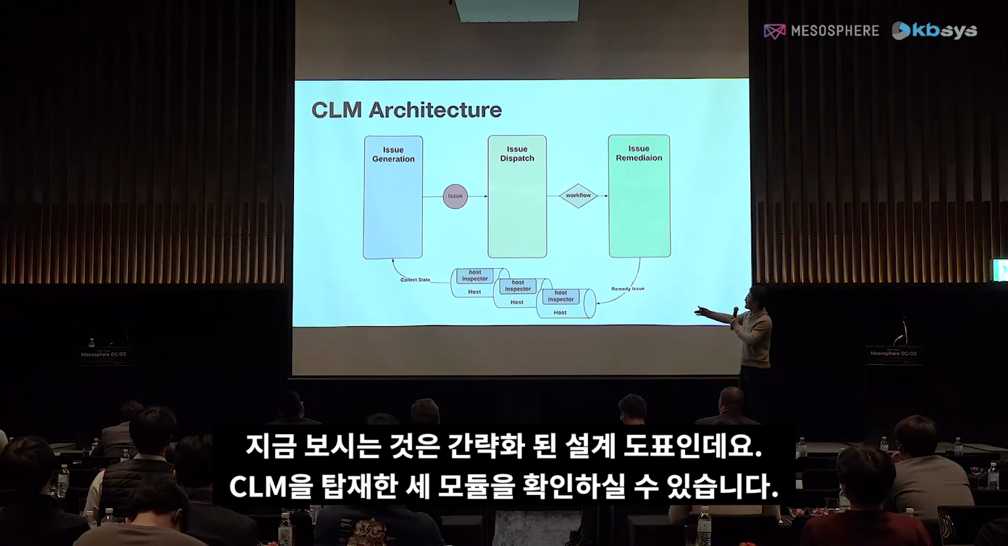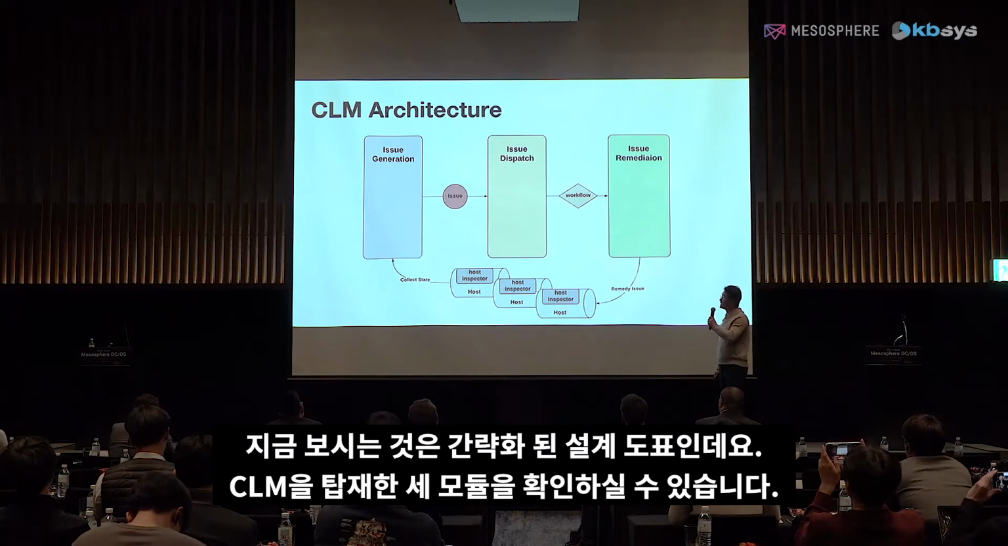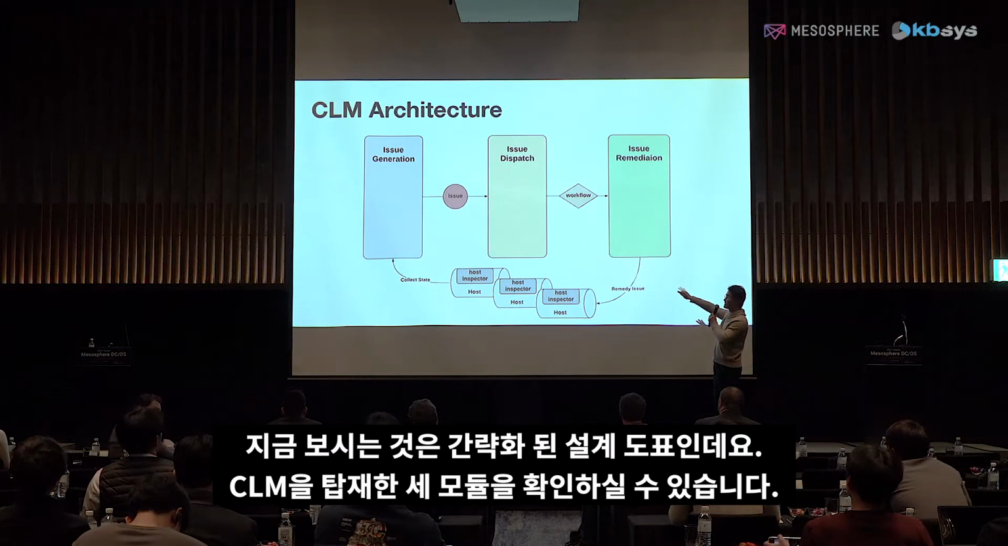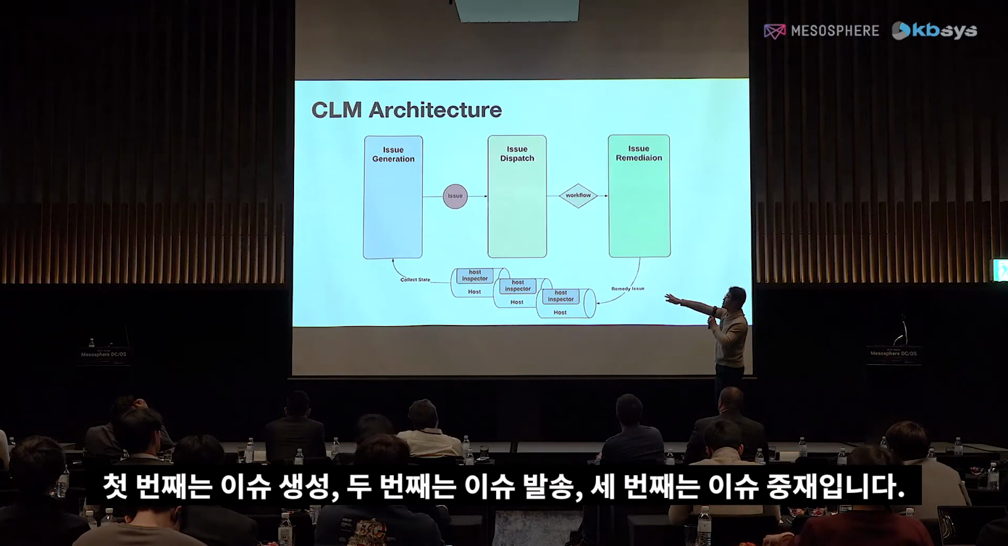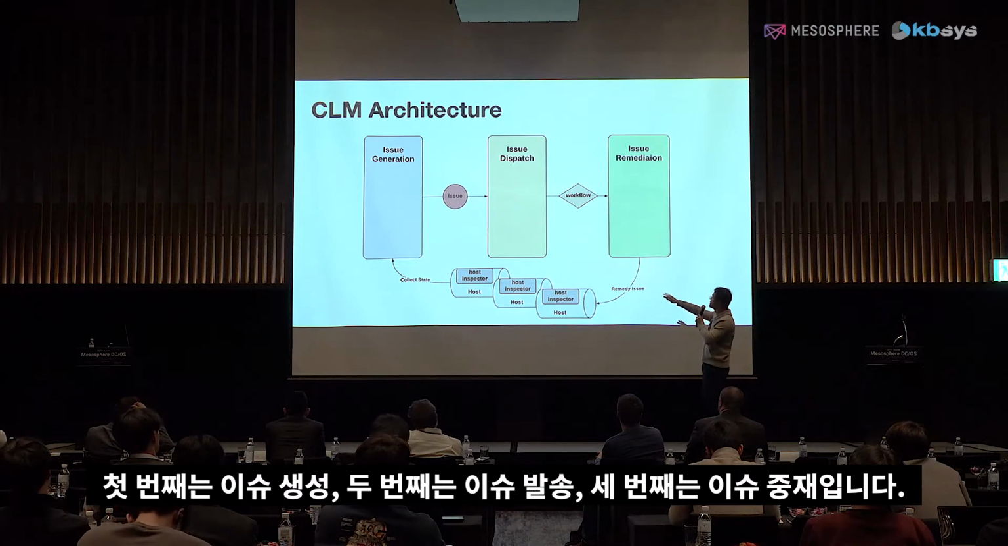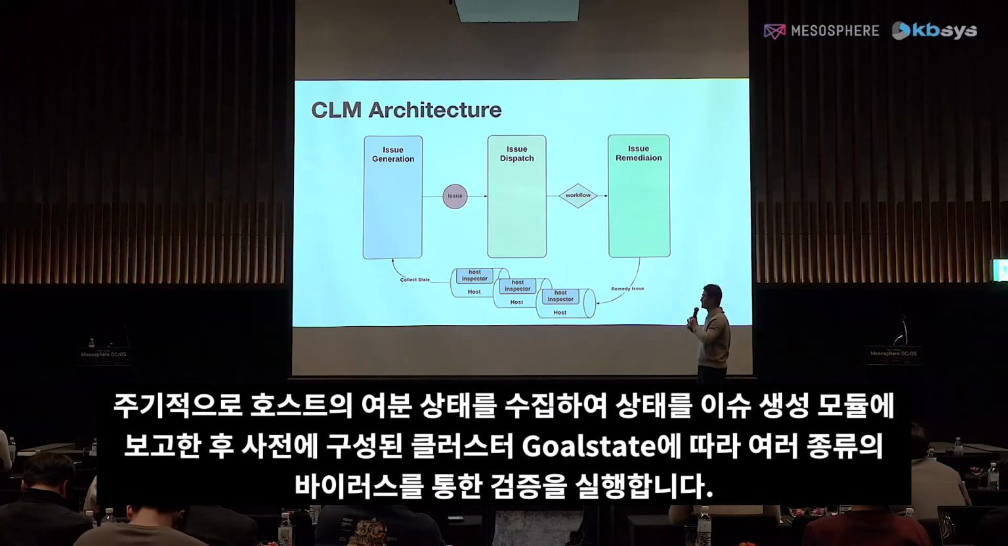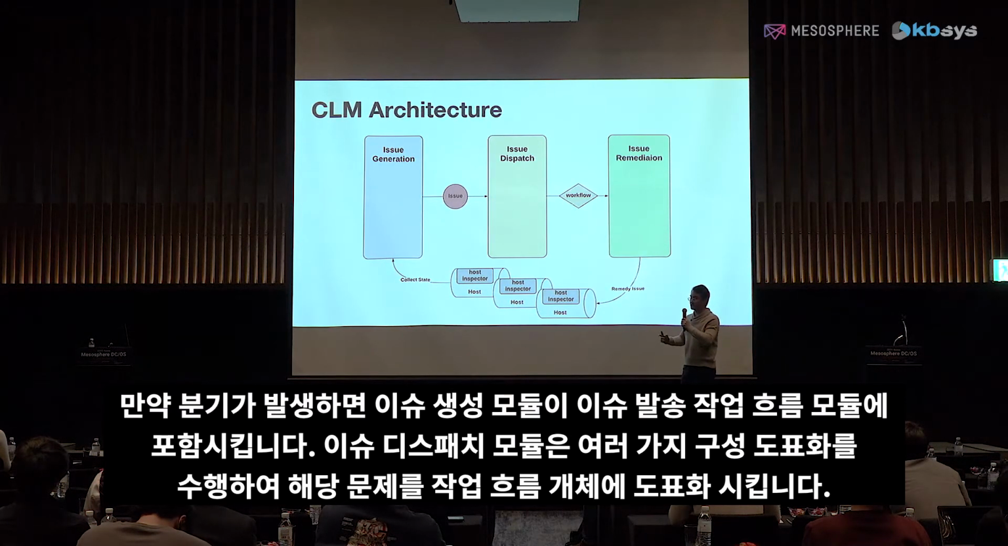Okay, this is a simplified architecture diagram. Here you can clearly see there are 3 major modules which make up this CLM product. The first is issue generation, the second is issue dispatch, and the third is issue remediation. The general workflow is that we have a host inspector agent running as a daemon on each physical host. It periodically collects the actual state of that host and reports that state back to the issue generation module. Then the issue generation module runs various kinds of validations based on the pre-configured cluster goal state, and if there's any divergence, it creates an issue.